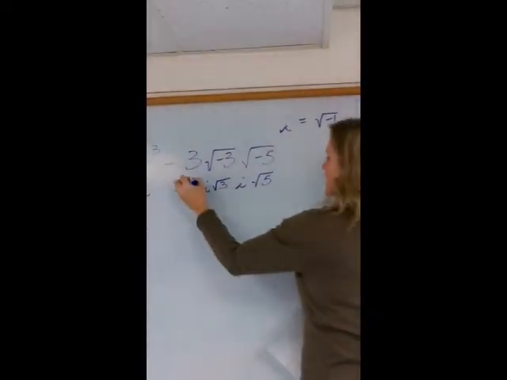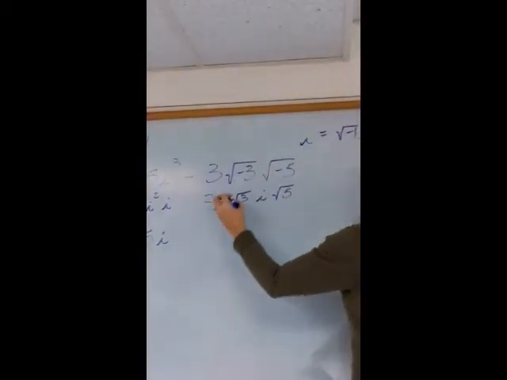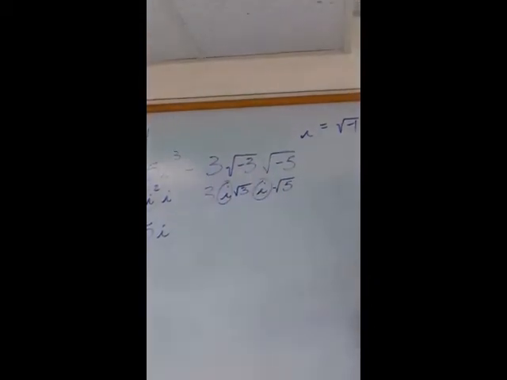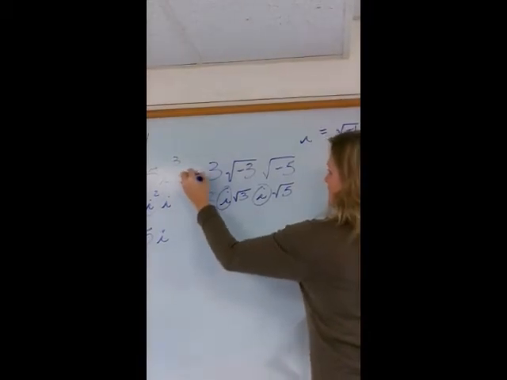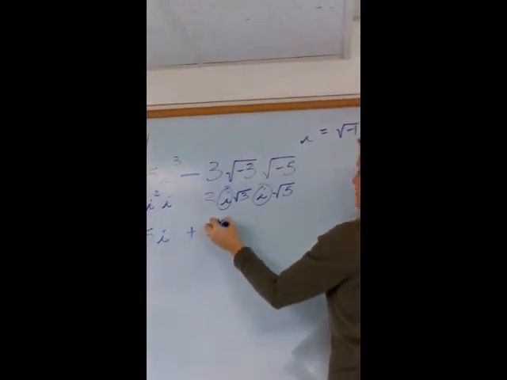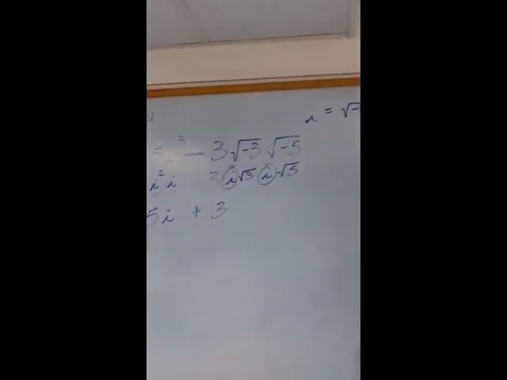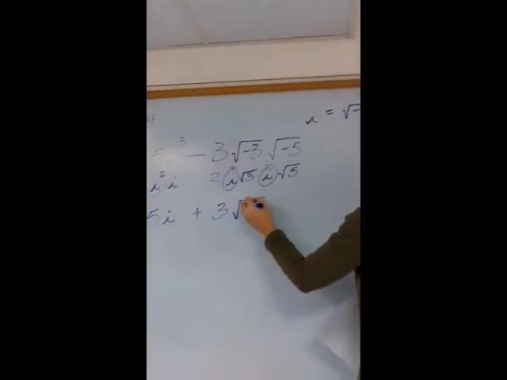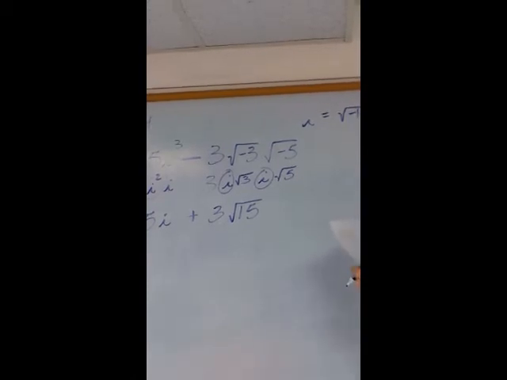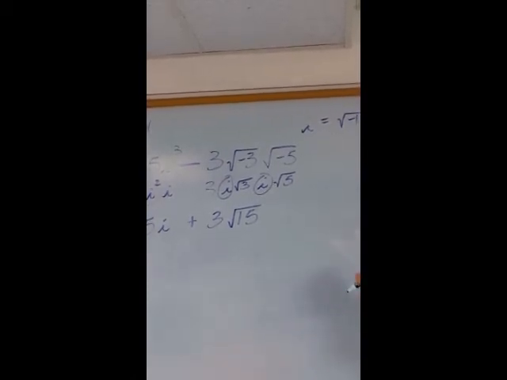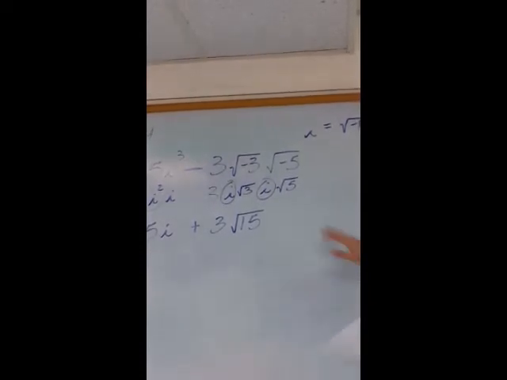And so now it looks like I've made a mess, but I've actually made it simpler, because all I need to do now is I have i times i. Well, that's an i squared, and that's a negative 1. So I can take my minus 3 and take it times negative 1 and make it plus 3. And I can take what's under the square root sign and multiply those together. So I have the square root of 15. And I believe that would be my final answer. So that's the answer to this one.